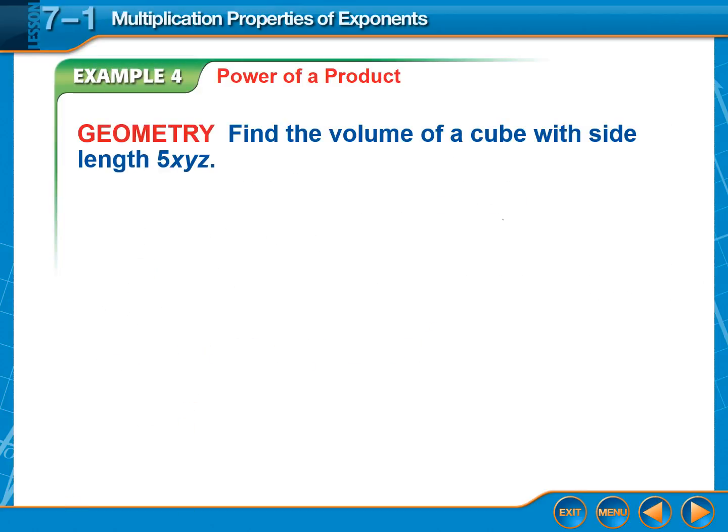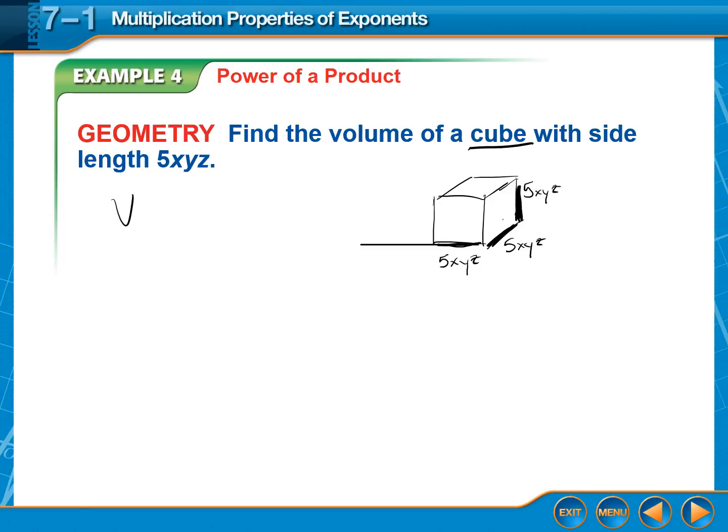All right, so if we take a look at an example of how we would use this, it says find the volume of a cube with a side length 5xyz. So the first thing we need to know is a cube. If we take a cube, just draw a quick sketch of a cube, each side is 5xyz. So every side length is 5xyz. Okay, so this side is 5xyz, 5xyz, and 5xyz.